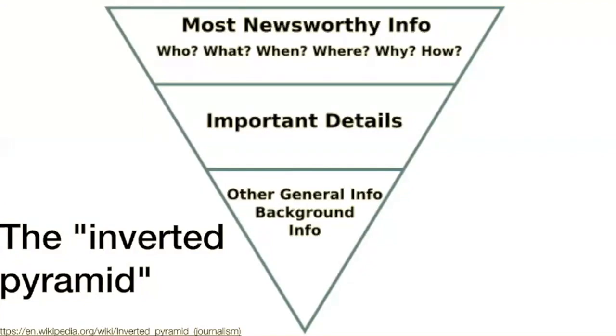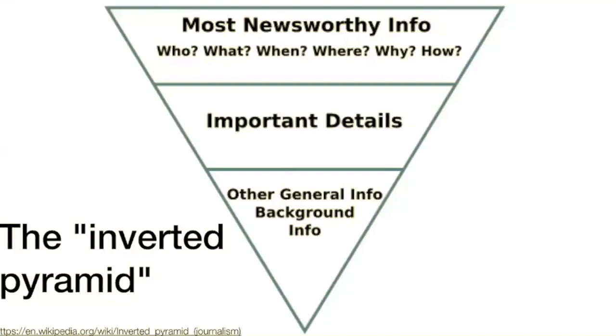The way the inverted pyramid works is that you put the most important stuff at the top of the story, and oftentimes that has the who, what, when, where, why, and how, so the 5 W's and how. Those are the main questions. And then you have the important details. And then at the bottom of the story, you have other general background info.